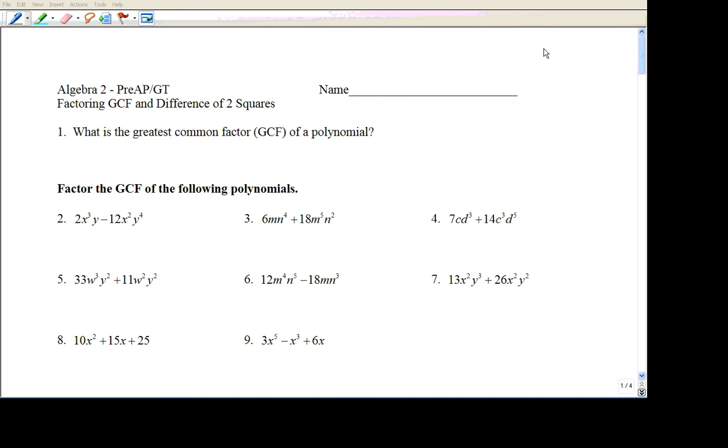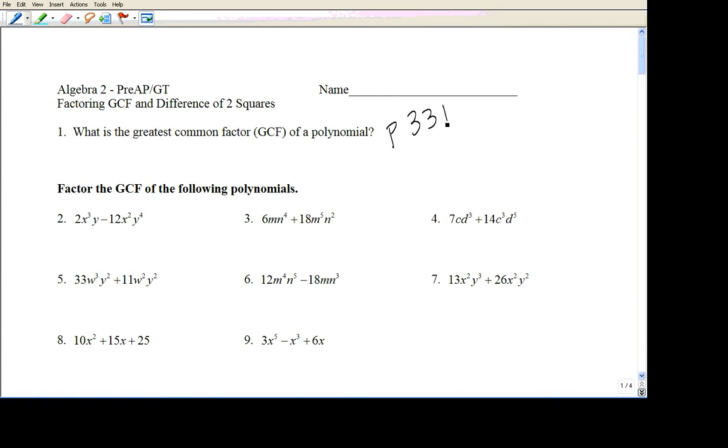So this is what your worksheet looks like, and you see at number 1 we have: what is the greatest common factor of a polynomial? If you would like to write this definition down, or you can wait until you get your worksheet, which you could also print off of the website as well. But let me read it to you. It's the product of the greatest integer and the greatest power of each variable that divides evenly into each term. And if you want to read that, you can check it out on page 331 of our textbook.